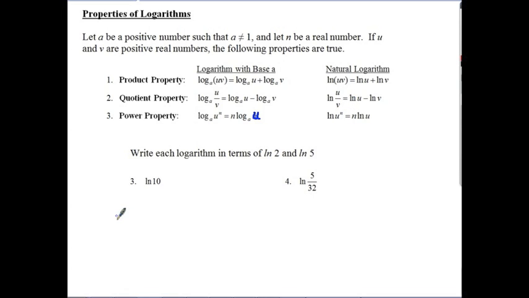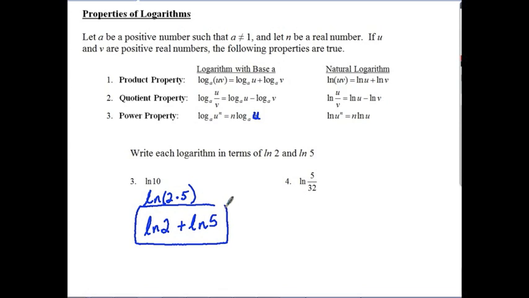So let's look at these two examples down here. Write each log in terms of natural log of 2 and natural log of 5. So obviously we can get to 10 by saying natural log of 2 times 5. Now let's follow the product property up here. If you multiply them, you're really going to change that to adding. So we're going to do natural log of 2 plus natural log of 5. And that's all you have to do for that particular example. We just got to get it in terms of natural log of 2 and 5, and it is. And so we're done with that one.